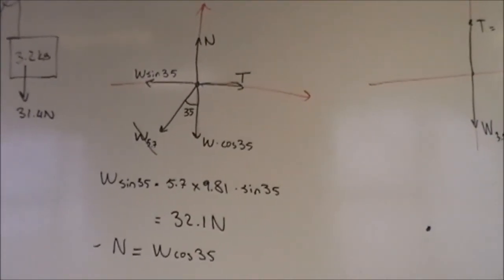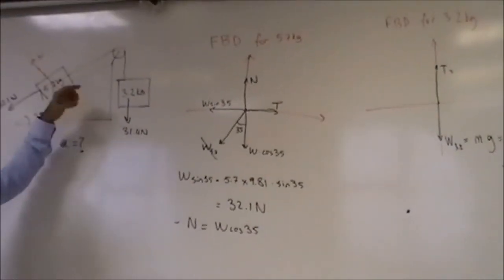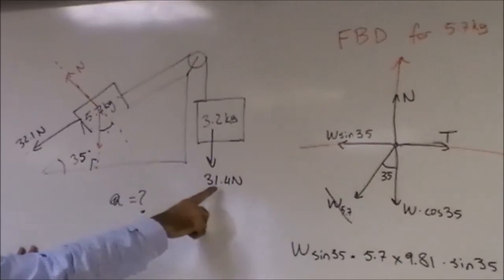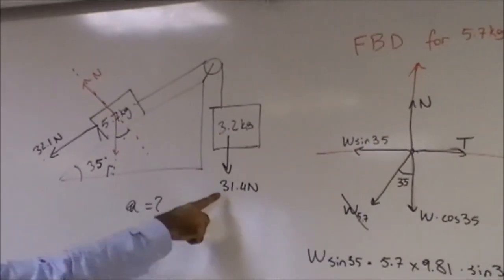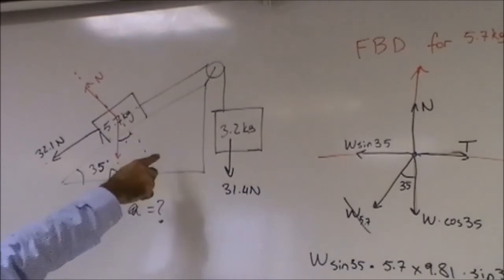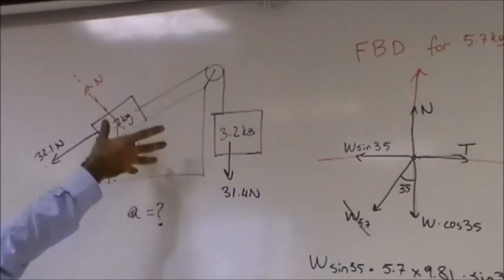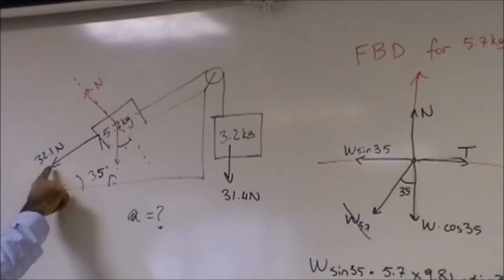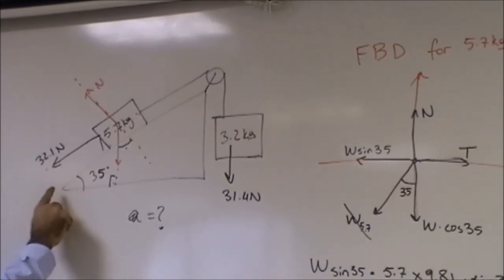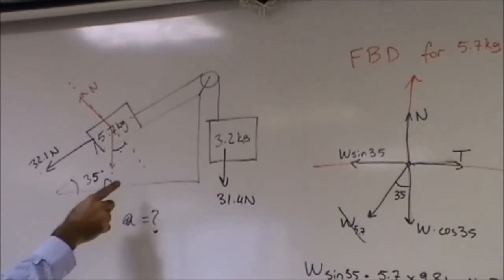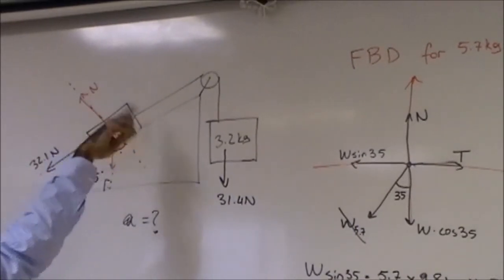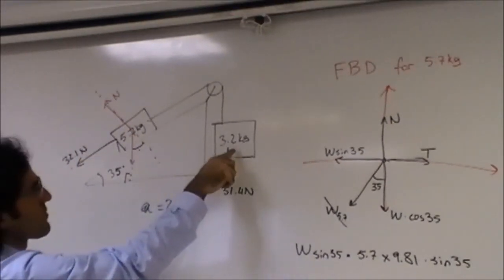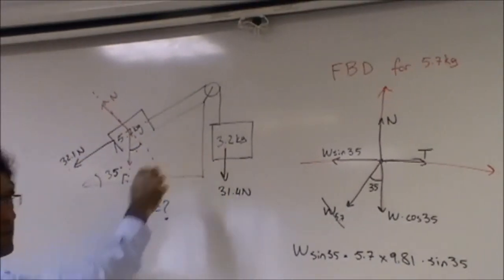Now if you look at the forces trying to rotate the system in the clockwise direction, you will see that this is 31.4, and the force trying to rotate the system in the anti-clockwise direction is 32.1. Therefore, I can now decide the direction of acceleration, which is going to be in the anti-clockwise direction. Therefore, this one is going to slide down, and the 3.2 kilogram object is going to go up.